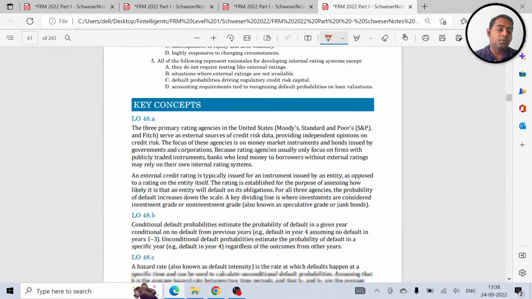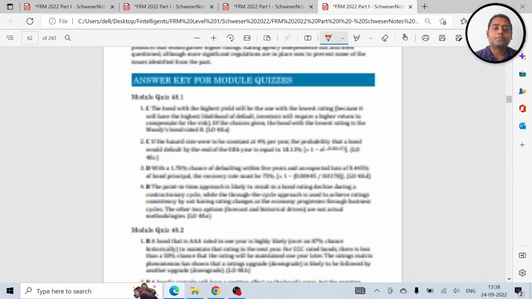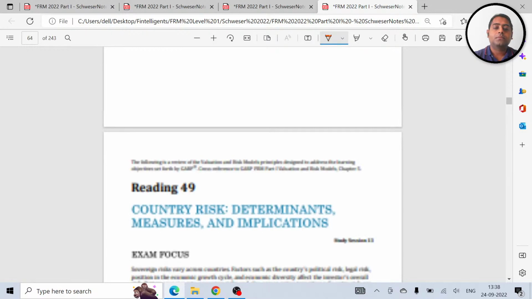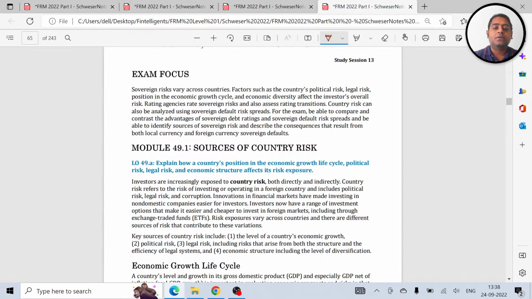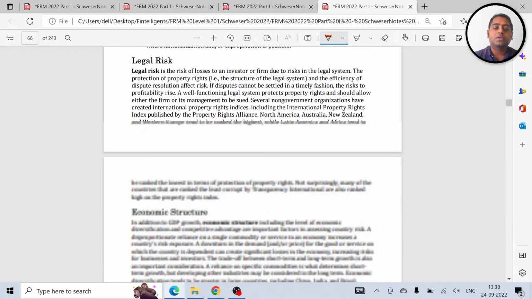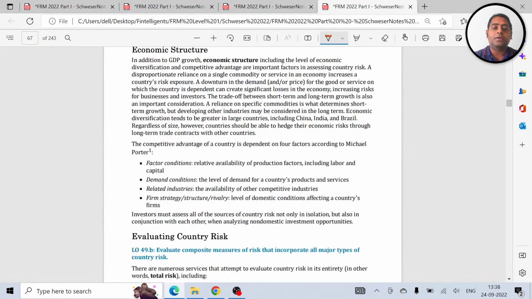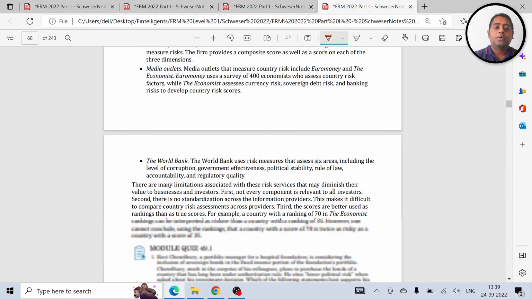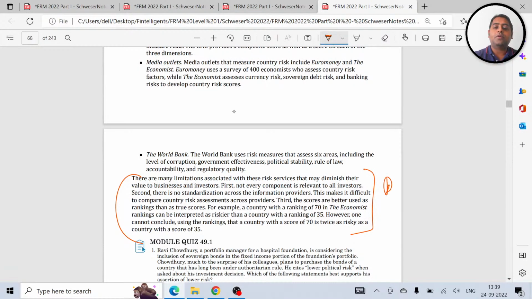I'm going to move towards the next section now. Country risk, more or less theoretical, not so important part over here. This Porter's 5 model you can read. This paragraph you can highlight and read properly.